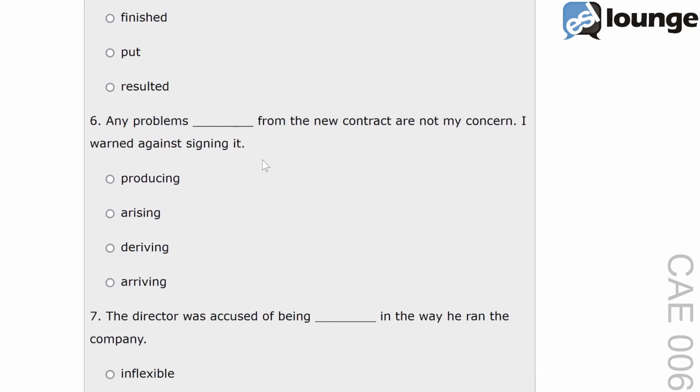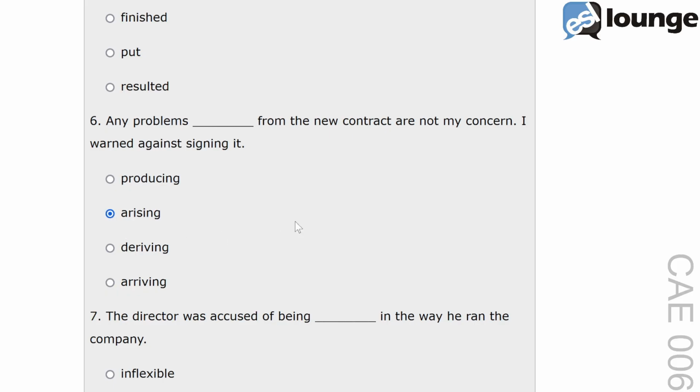Next is question 6. Any problems blank from the new contract are not my concern. I warned against signing it. The options are producing, arising, deriving, and arriving. The correct answer is arising.